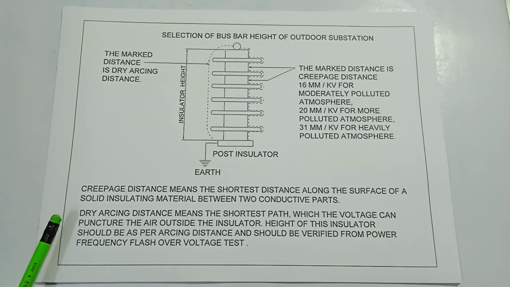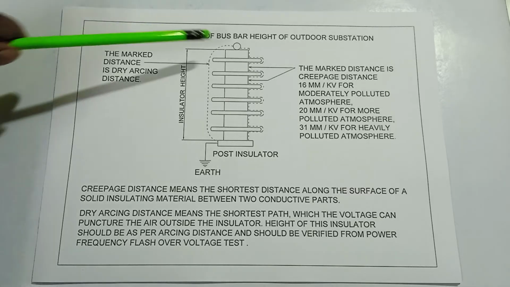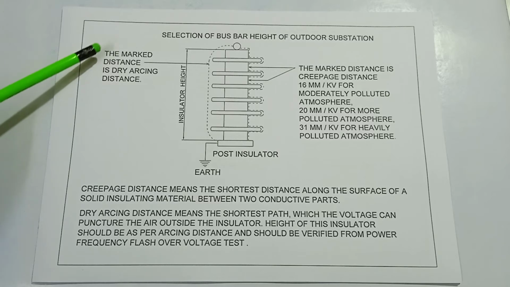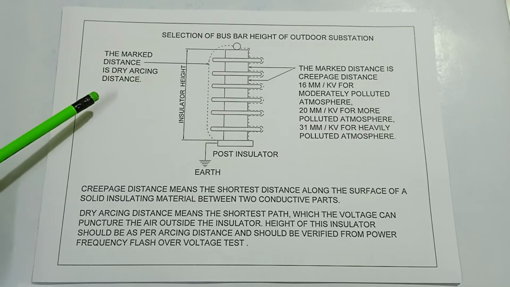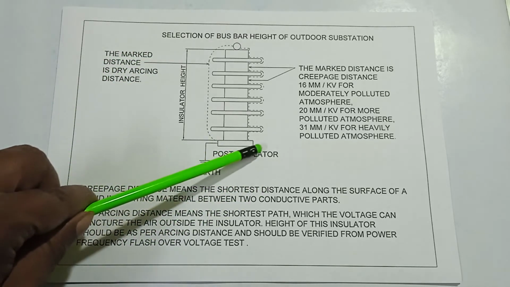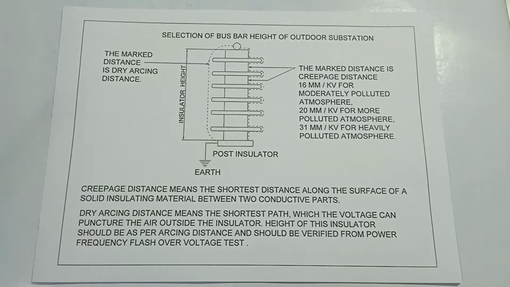Next, dry arcing distance means the shortest path by which the voltage can puncture the air outside the insulator. Height of this insulator should be as per arcing distance and should be verified from power frequency flashover voltage test. The marked dotted distance is the dry arcing distance. This is the insulator height. This is a picture of a post insulator. The portion is earth portion. Okay, next.